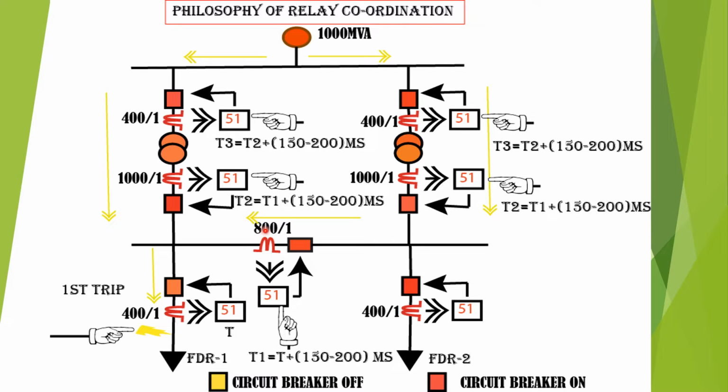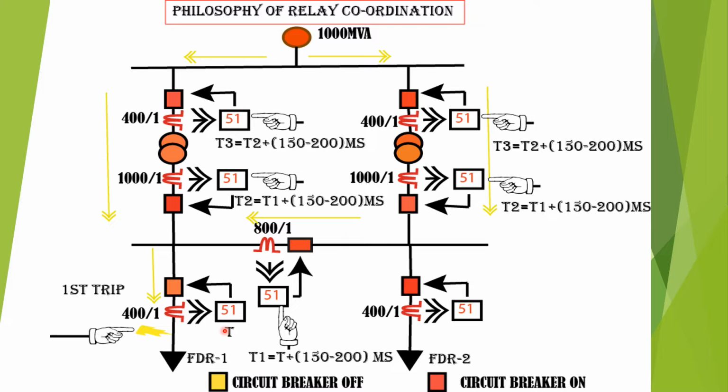So what is the philosophy of relay coordination? The philosophy of the relay coordination is based on the fault calculation. So I have considered two cases. Number one, for which the bus coupler breaker is on and two numbers of transformers are running in parallel condition. So in this case, a fault occurs at feeder 1 very close to the 33 kV bus. The fault current will be almost equal to the bus fault at the 33 kV bus, and this fault current will be supplied by two numbers of transformers.